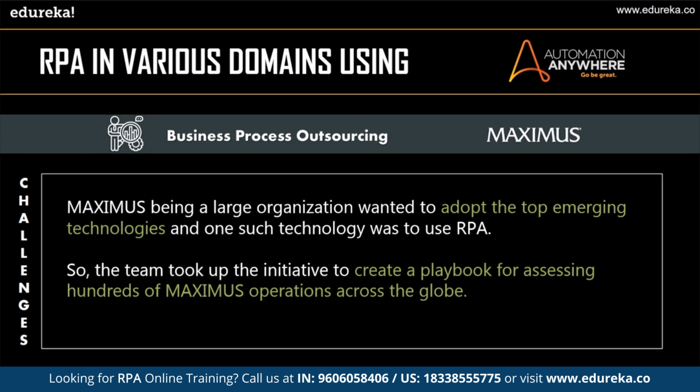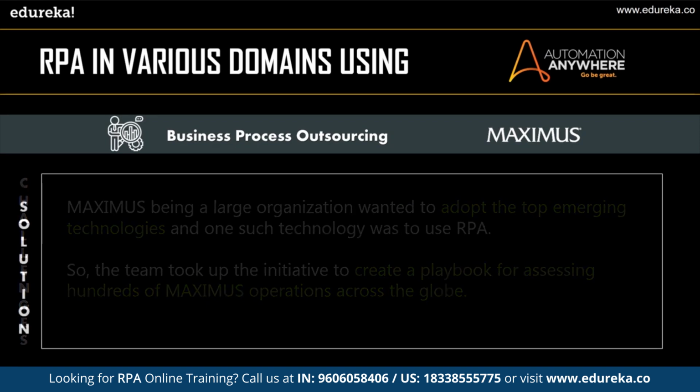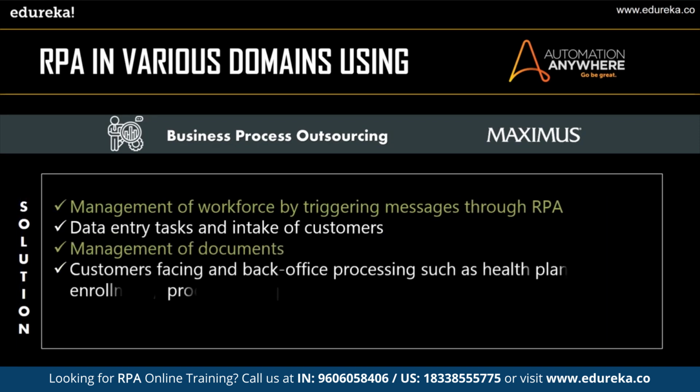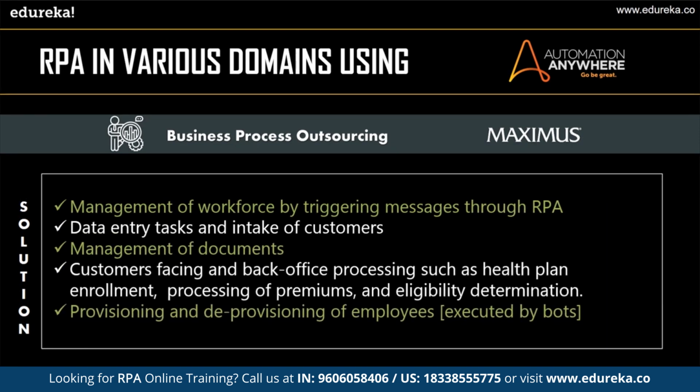So, the team took up the initiative to create a playbook for assessing hundreds of Maximus operations across the globe. The solution to Maximus' challenge of using a new technology such as RPA was the Automation Anywhere platform. So Maximus decided to use the Automation Anywhere platform to implement a highly available delivery network of processes, people, and tools to manage all the automation opportunities.